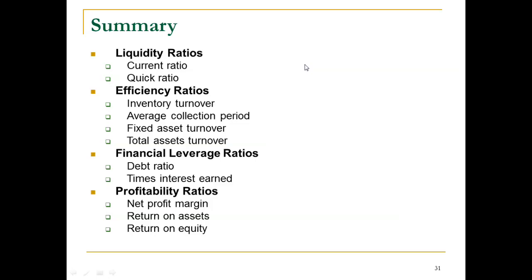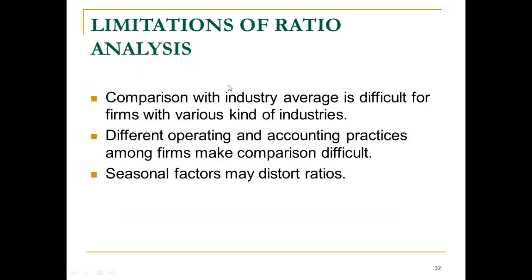For example, in the stock market, you might want to look at the PE ratio, which is the price earning ratio, and also the dividend yield. The dividend yield is actually saying how much the shareholders can gain in dividends from investing in the company. Okay, but however, there are some limitations of ratio analysis. Comparison with the industry average is difficult for firms in very different industries, and different operating and accounting practices among firms make comparison difficult, and seasonal factors may distort ratios.